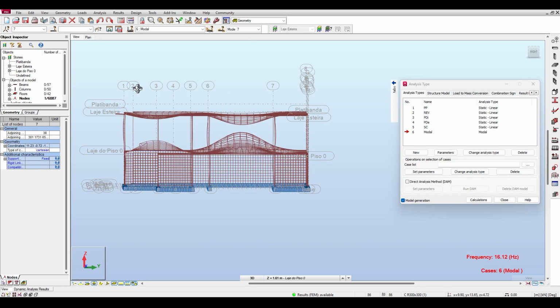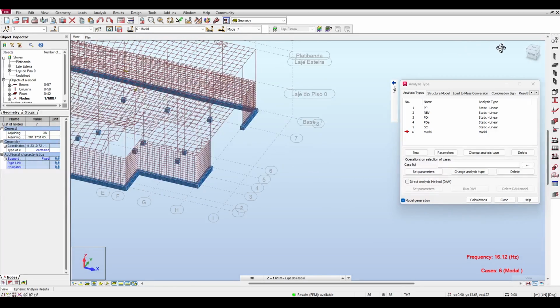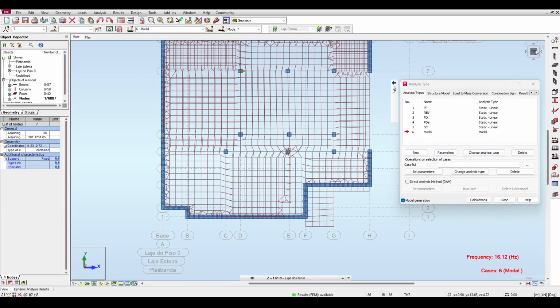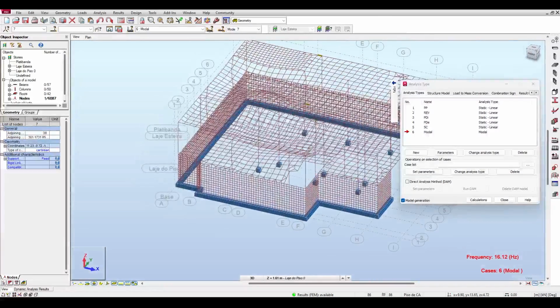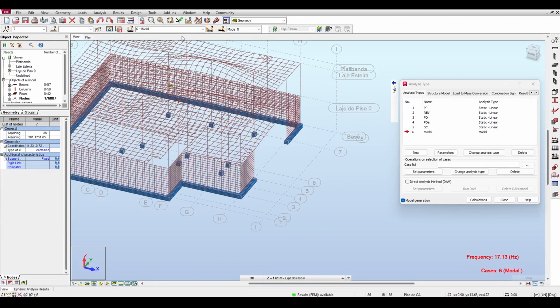Okay, mode 7. Yeah, mode 7 is kind of cancelling each other out. It's still in Z. By the way, everything is in Z, it seems. That's kind of interesting. It seems the structure is not easy to vibrate in X. Okay, mode 8. I'm just gonna cycle through the modes now. It's still the slab.